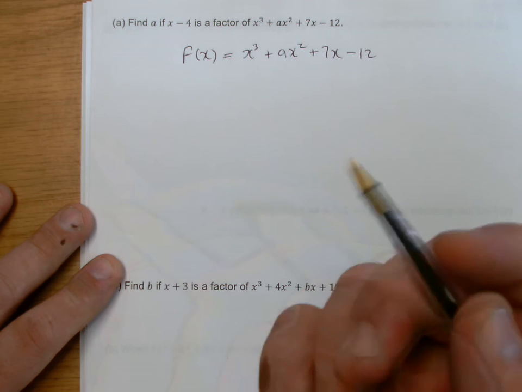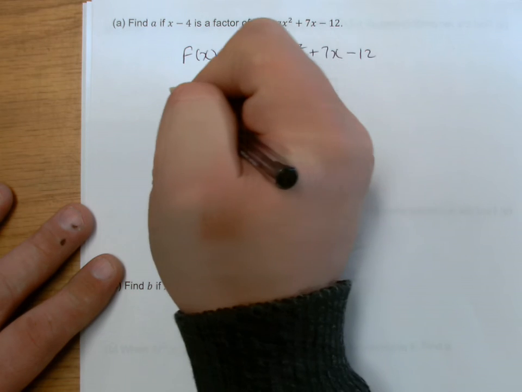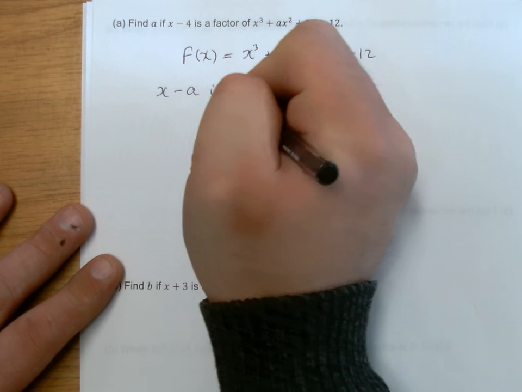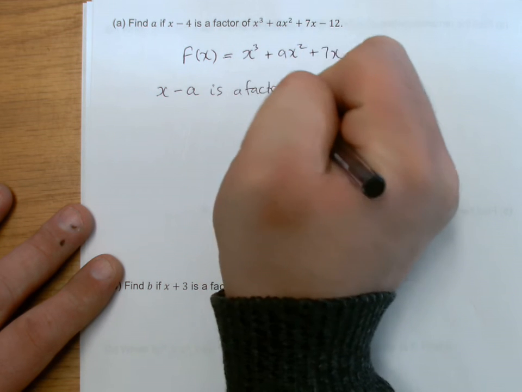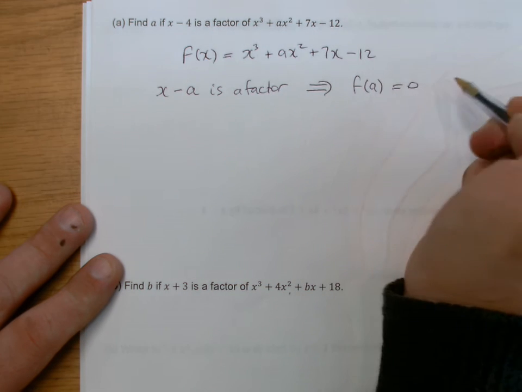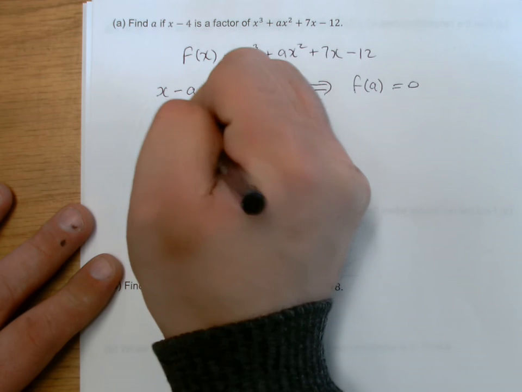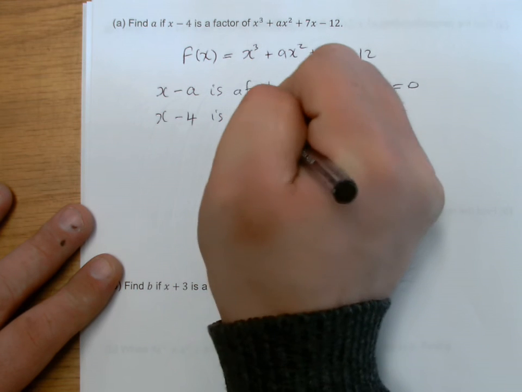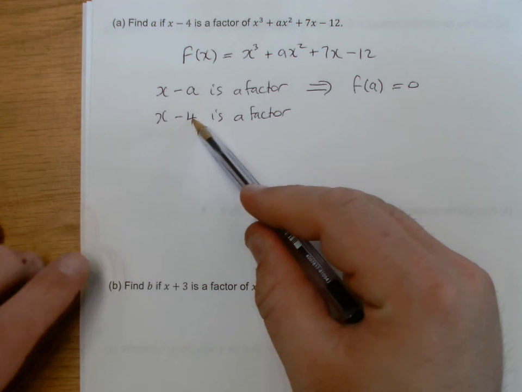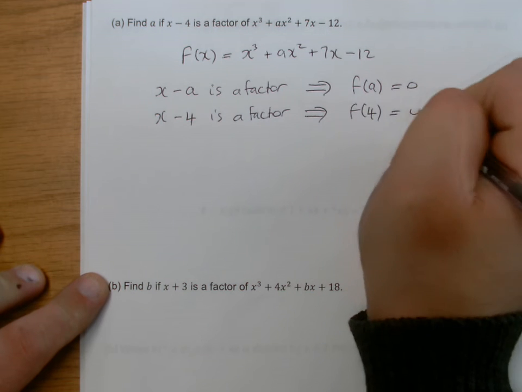Now remember the remainder factor theorem, and the remainder factor theorem goes like this: if x minus a is a factor, then f of a is equal to 0. Now we're told in this case x minus 4 is a factor. So in other words, a is equal to 4, yeah? So what we can do then is say that implies that f of 4 is equal to 0.